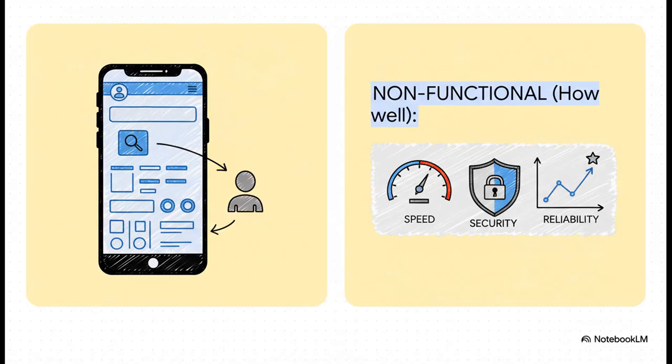And these requirements come in two main flavors. You've got your functional requirements, that's what the app does, the features you see, like a search button or an add to cart function. Then you have the non-functional requirements. That's how well it does it. Things like speed, security, the quality stuff. And you absolutely need both to have a product that people will actually want to use.